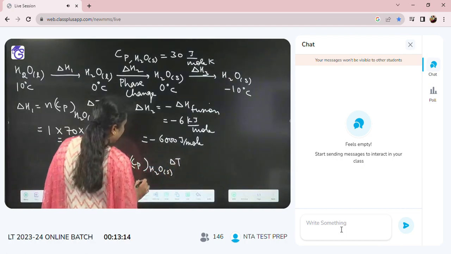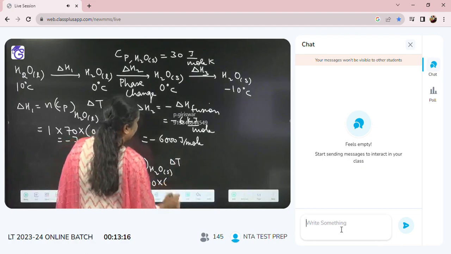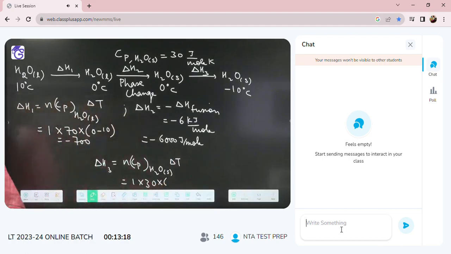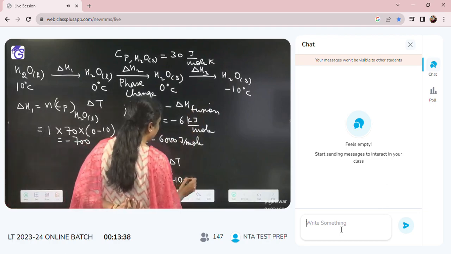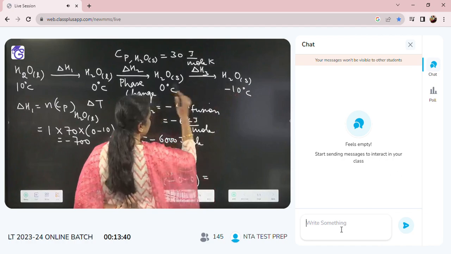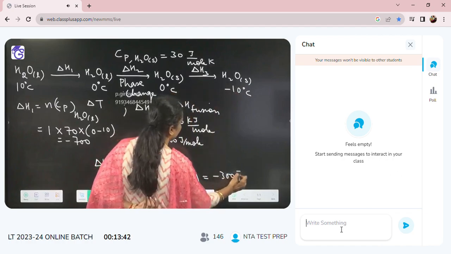So 1 mole, and this is 30. Tell me delta T this time, all of you. What is the delta T? Yes, you have replied correct. Good. Tell me, what is the delta T in the last case? Again, 10 or minus 10. Final is minus 10, initial is 0. So it is going to be minus 10 here. So minus 300 joule per mole.